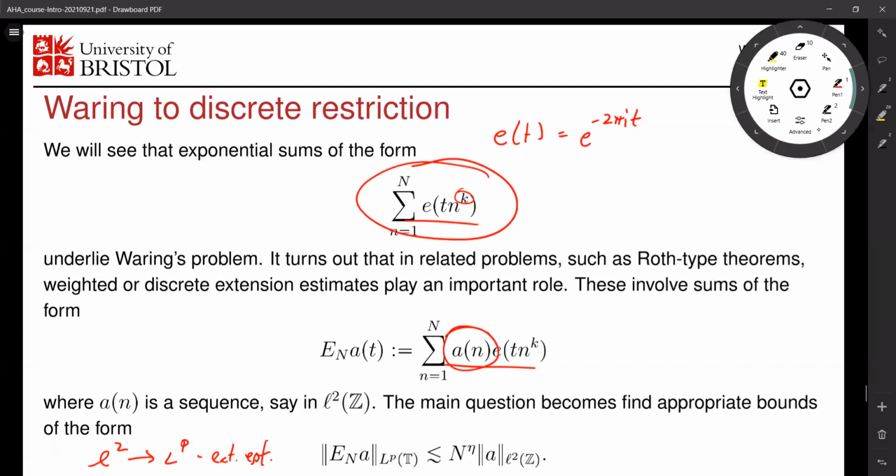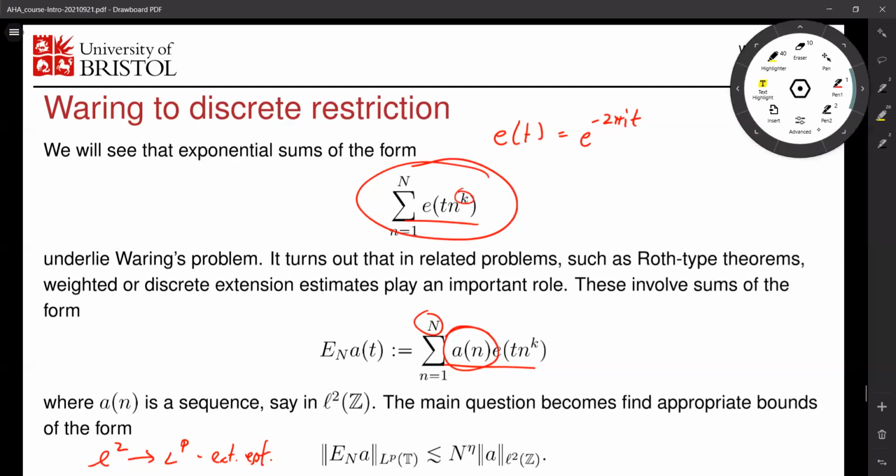And that just says when I look at this operator and I plug in any sequence, I'm going to get some bound depending on the length of this operator, N, in terms of the original L2 norm of the sequence. Okay. Now, eta is going to be non-negative here. It could be 0 or larger. It turns out that in this case, it's always bounded by a half. But what you really want to know is the sharp value for eta.